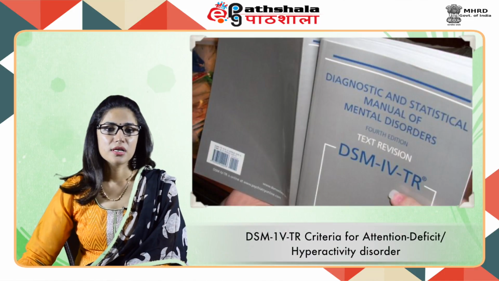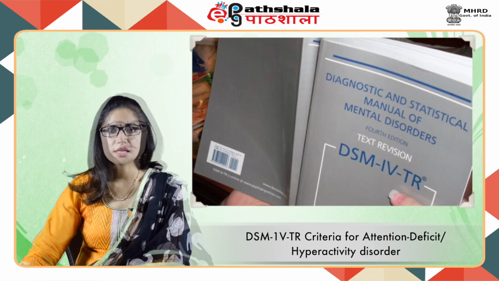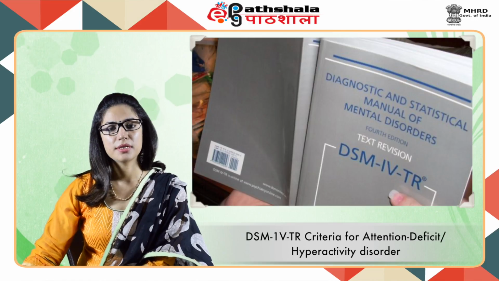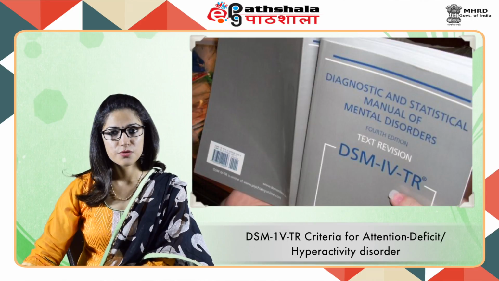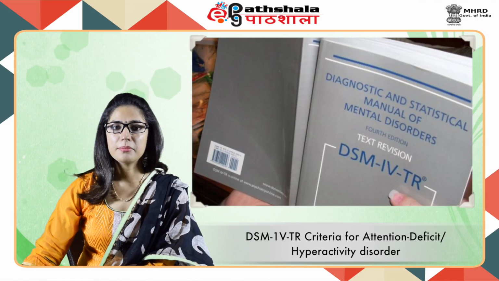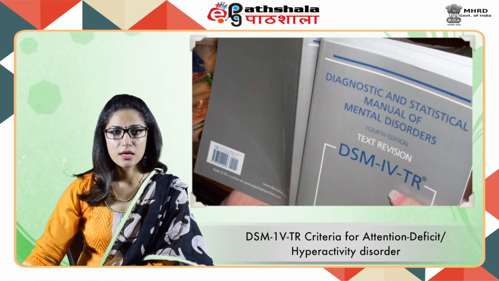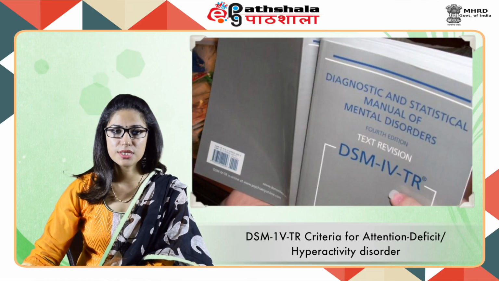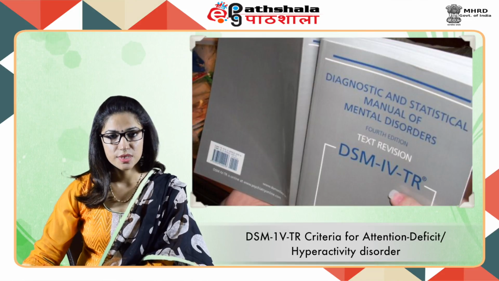Now we have the DSM-4-TR criteria for attention deficit hyperactivity disorder. These criteria suggest that either of the following would enable a diagnosis of ADHD. Number 1, if 6 or more of the following symptoms of inattention have persisted for at least 6 months and are maladaptive for the child's developmental level. Inattention, that is: A, often fails to give close attention to details or makes careless mistakes in schoolwork, work, or other activities. B, often has difficulty attending to tasks or play activities.